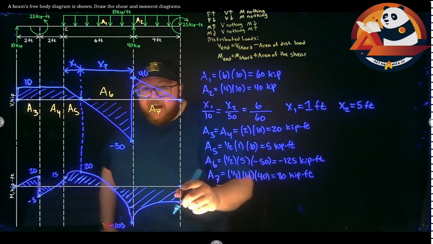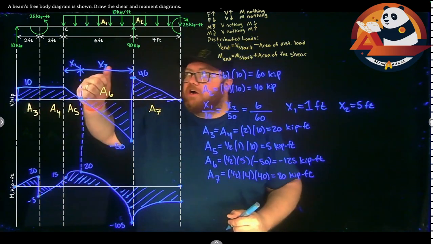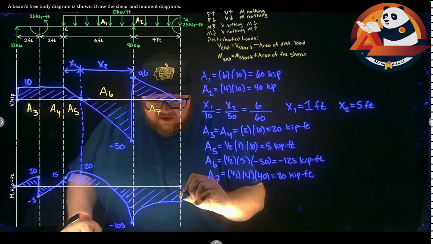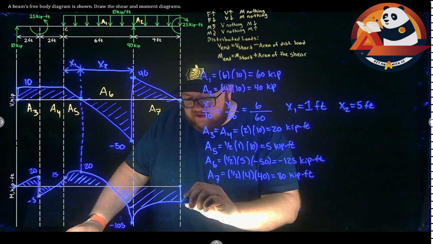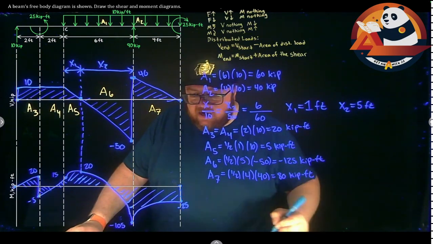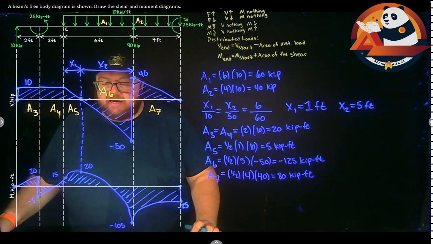Finally, at the very end of that, I do have a couple moment. My couple moment was 25 clockwise. Clockwise always says go up. So we'll look up 25 from negative 25. If I jump up 25, I get back to 0, and I finish up the entire shear moment diagram.